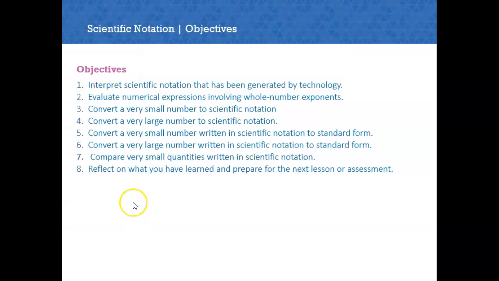Our objectives today are to interpret scientific notation, to evaluate numerical expressions with exponents, to convert very small and very large numbers to scientific notation, to convert very small and very large numbers from scientific notation to standard form, and to compare quantities written in scientific notation.